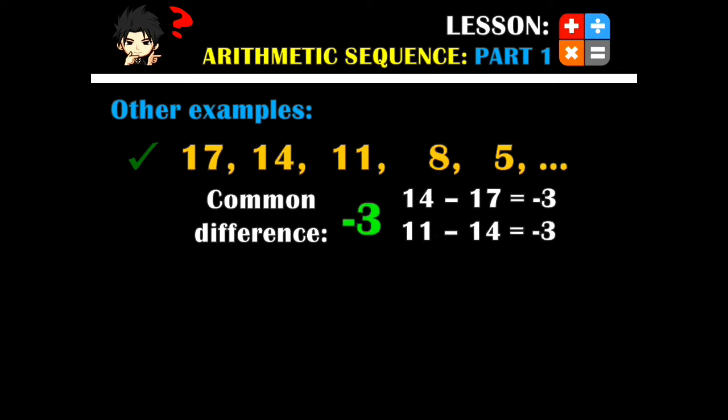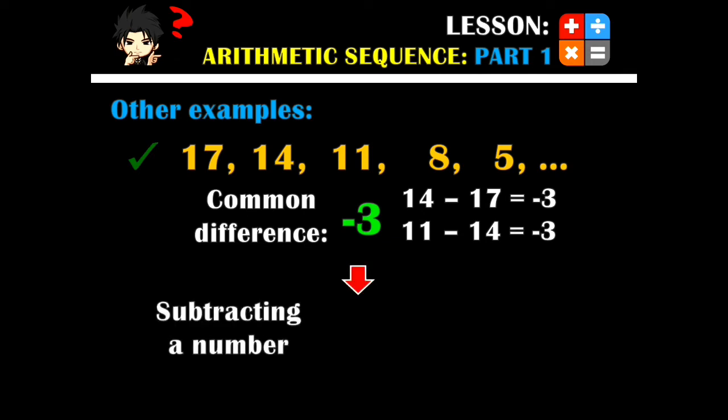Let's go back to the second example. Bakit arithmetic sequence pa rin siya? Kung babalikan natin ang meaning ng arithmetic sequence, it says that every term after the first is obtained by adding a constant. Sa example na to, we are not adding a constant, but instead, we are subtracting 3 from the previous number to get the next number. So how come that this is an example of an arithmetic sequence?